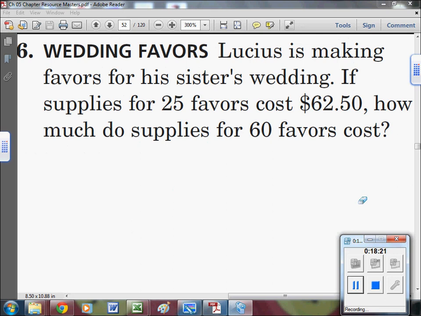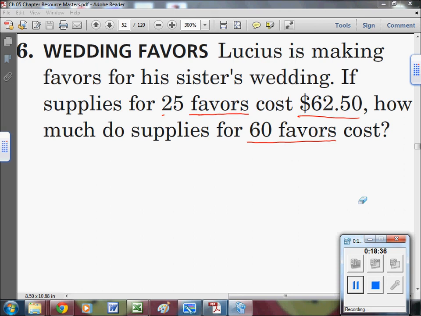It says Lucius is making favors for his sister's wedding. If supplies for 25 favors cost $62.50, how much do supplies for 60 favors cost?